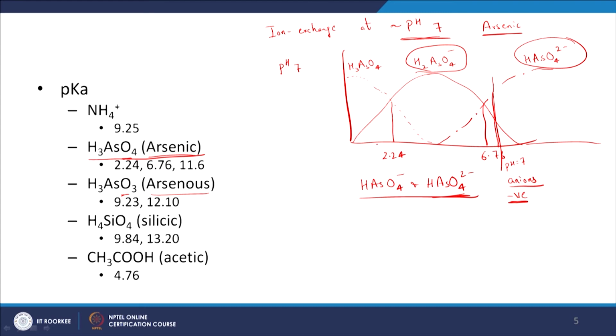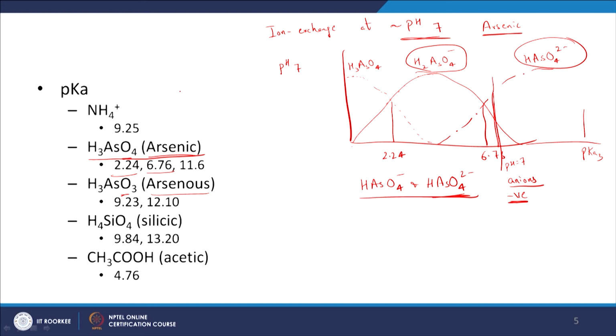This is for a triprotic acid. I have not drawn the pKa value for the third case, pKa 3. I am just limiting myself to 2.24 and 6.76. So, H3AsO4, as it keeps decreasing, H2AsO4 minus keeps increasing, and as that again further decreases, you are now going to have HAsO4 2 minus.